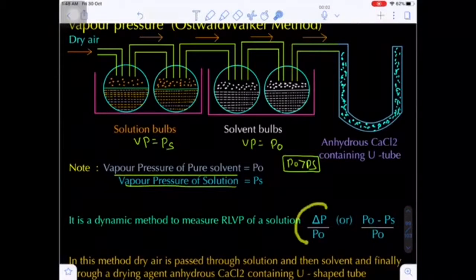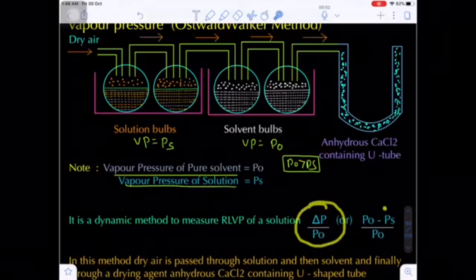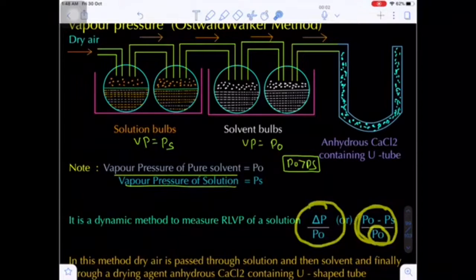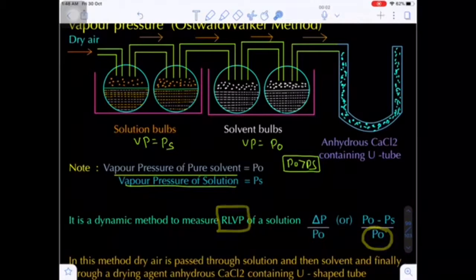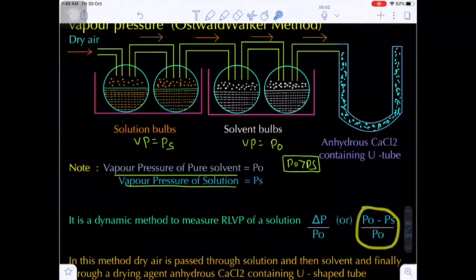Okay. What is the relative lowering of vapor pressure? P naught minus Ps by P naught. Remember, in the denominator P naught is there, that's why we are using the word RLVP. If in the denominator instead of P naught, the Ps is there, that is not considered RLVP. RLVP is nothing but P naught minus Ps upon P naught only.